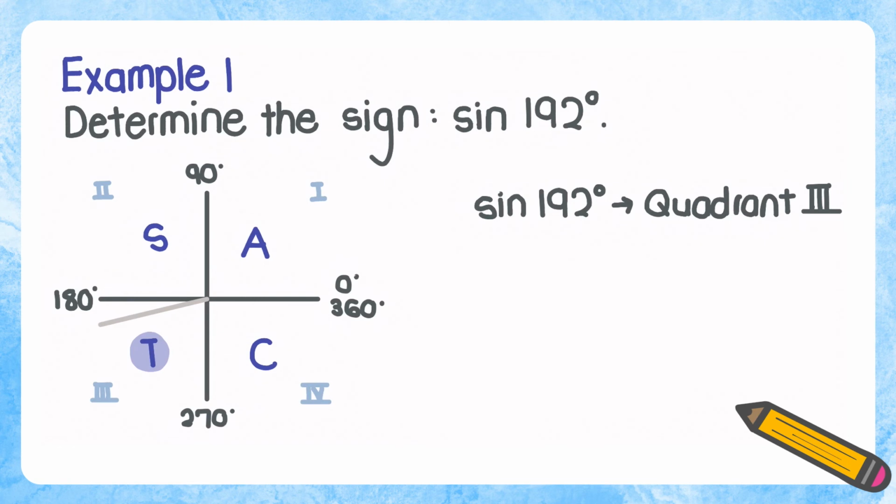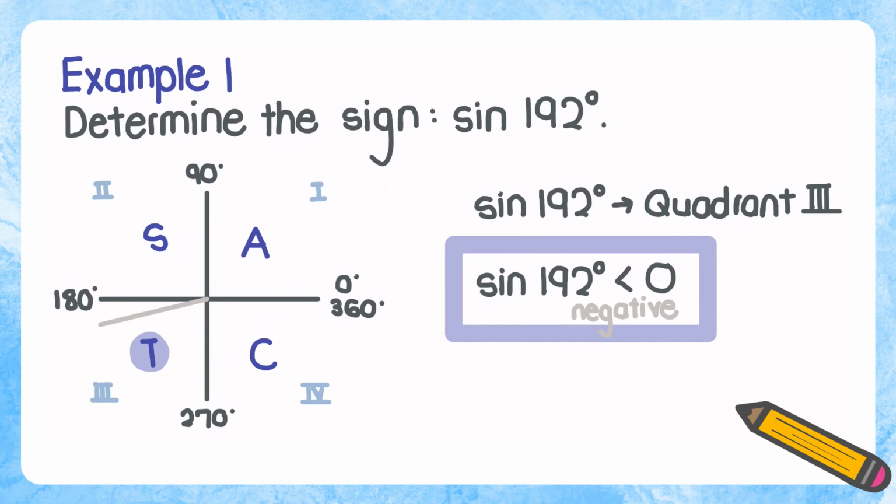In this case, we're looking at sine of 192 degrees. And so we know that this is going to be negative, so less than 0. So sine of 192 degrees is negative, and we know this because it lies in quadrant 3, where only tangent functions would be positive.